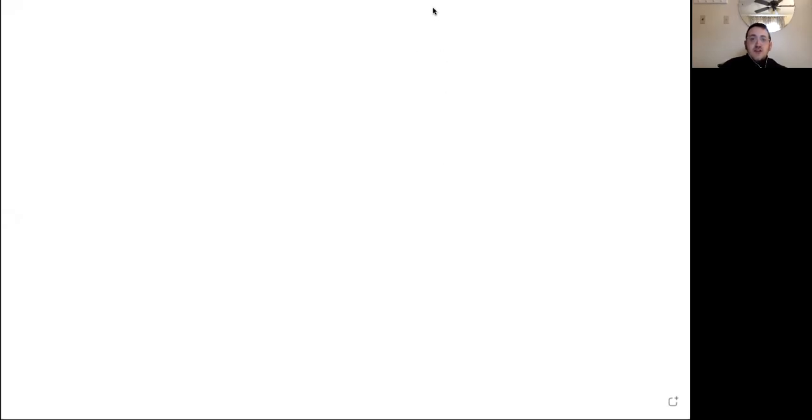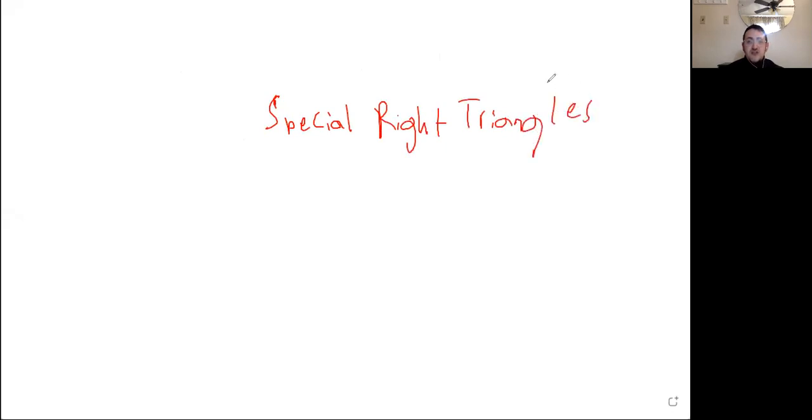All right. What we're going to do right now is go over a few special right triangle problems. And what I want to do is connect special right triangles with the concept of similarity. So this is special right triangles. What special right triangles do is give us a technique to solve right triangle problems where maybe the Pythagorean theorem does not quite work.